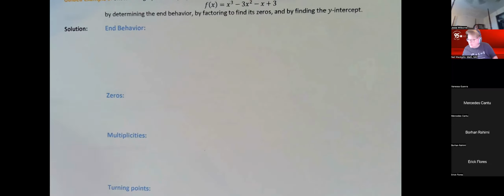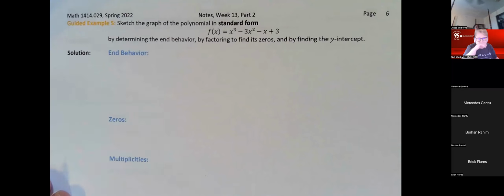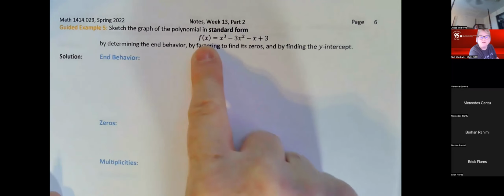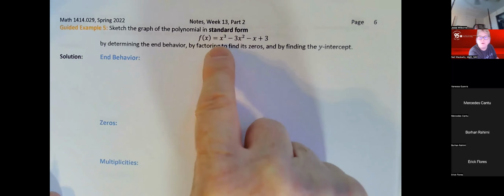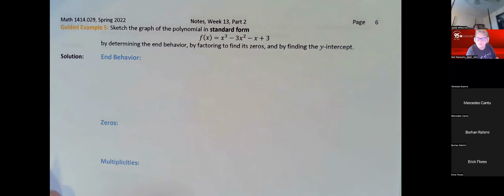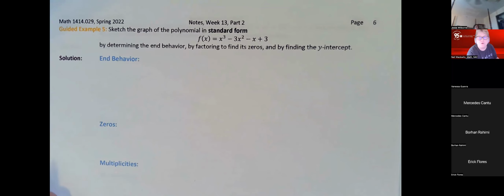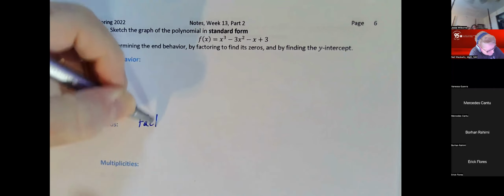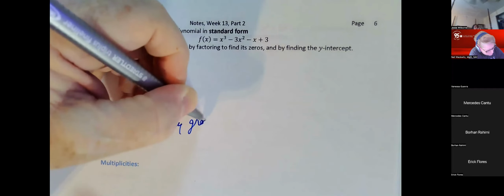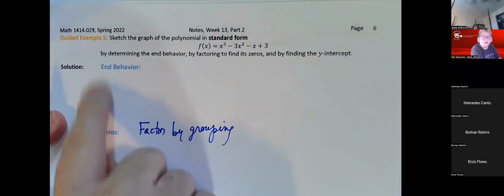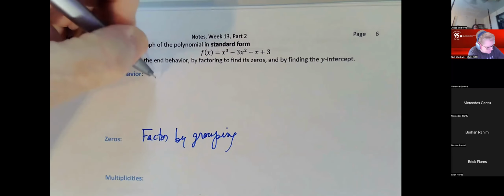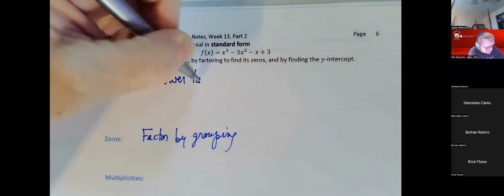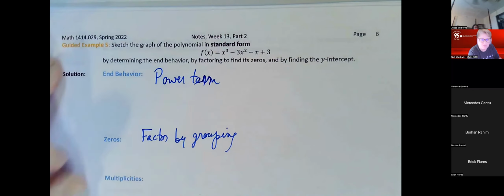Okay, we've got about 14 minutes. So let's do one example with a polynomial in standard form where we have 1, 2, 3, 4 terms. What kind of factoring have we done with 4 terms? Group factoring. That's right. We're going to factor by grouping. But before that, we can already talk about the end behavior. What is the power term? And why is it easier to find the power term in this example?